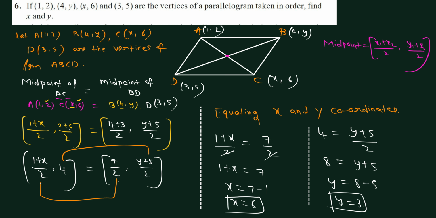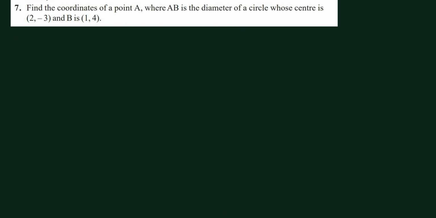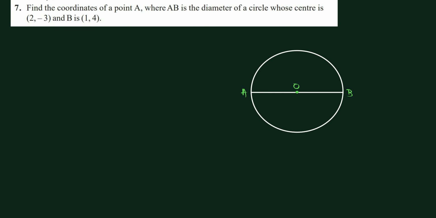Okay. Find the coordinates of point A where AB is the diameter of a circle whose center is (2, -3) and B is (1, 4). Okay, here in the circle, let us say this AB is a diameter. The center of the diameter, let us say that is O, right?